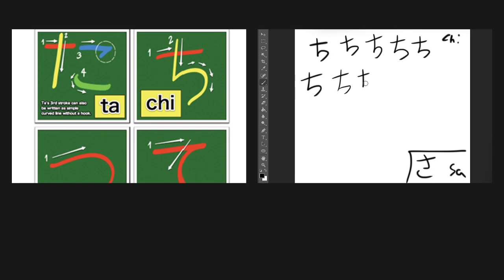Chi. If you've seen Chobits, this is the only word that the character Chi says. She just says her own name, chi.